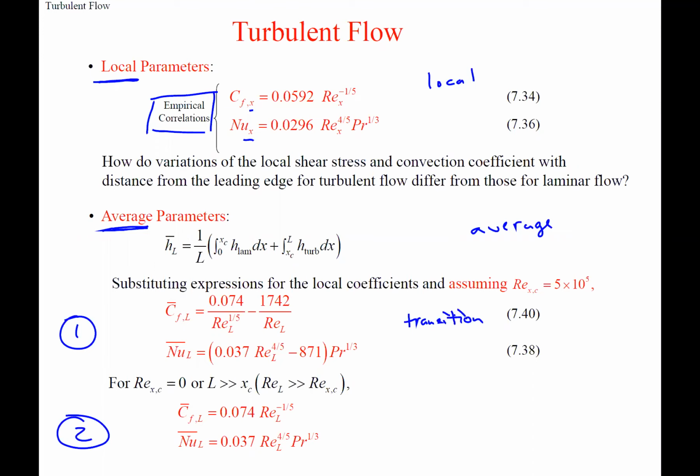Okay, so that's when it's going from laminar to turbulent. That means we have to integrate, have the laminar up to that critical length, and then the turbulent convection coefficient afterwards, all the way to L. Okay. So in that case, when we integrate, we get these two equations.